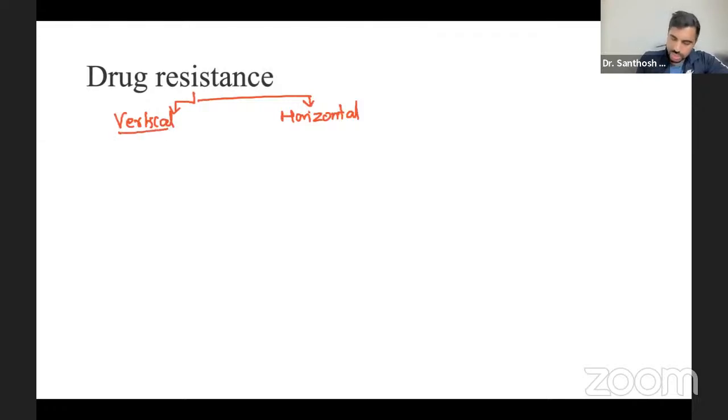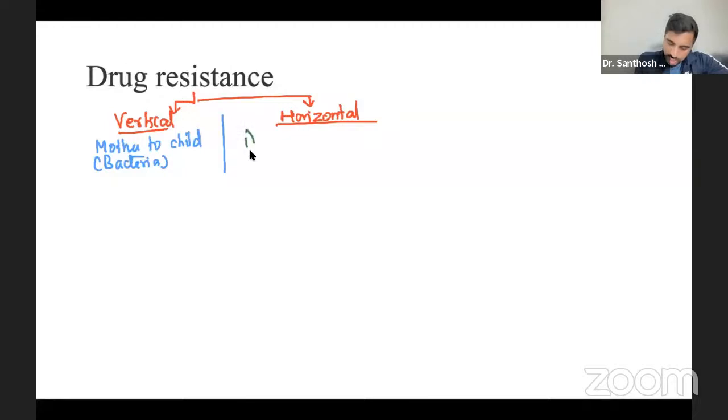Vertical means the resistance is passing from mother to child bacteria. It's not a child, it should be mother to daughter bacteria or whatever. Usually this is vertical. In horizontal we have many things.